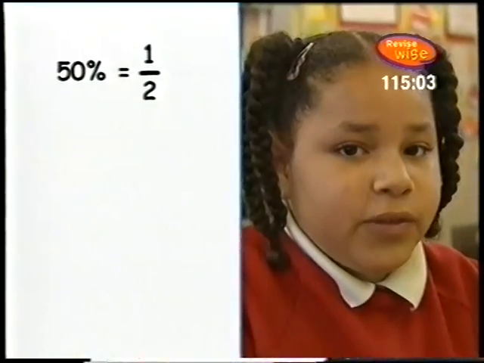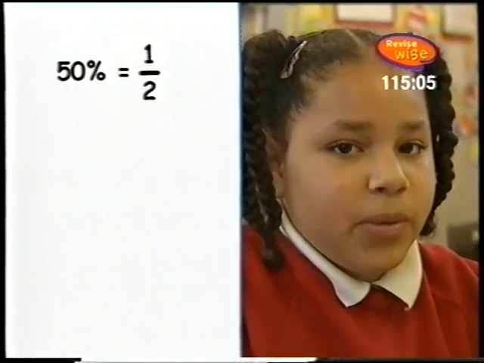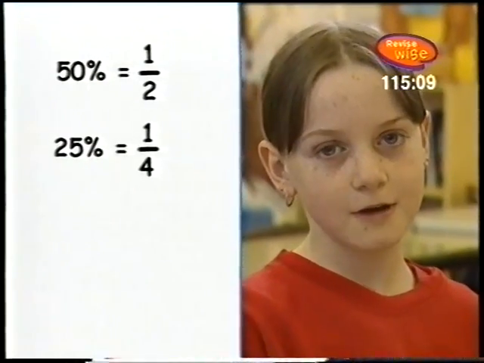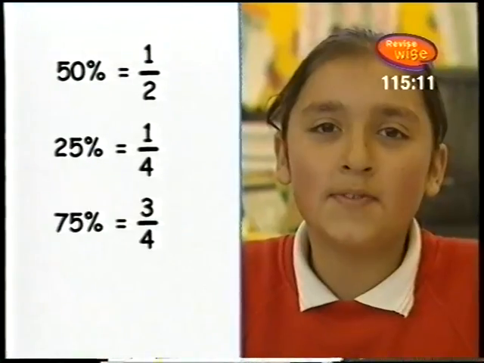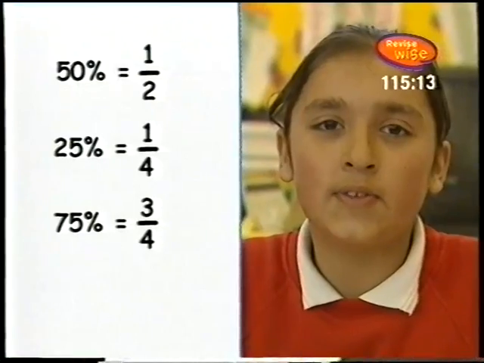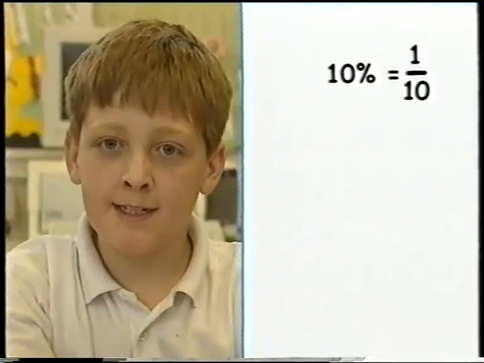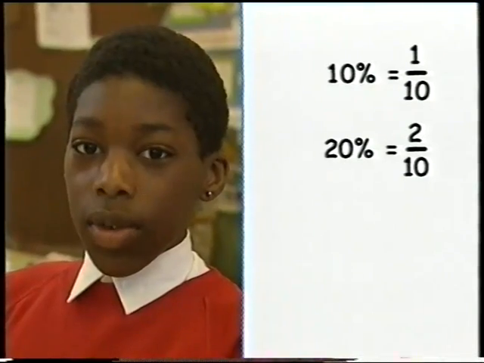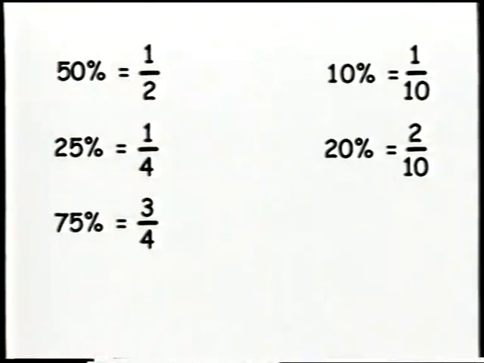Remember that percentages, fractions and decimals are all related. 50% is also equivalent to a half. 25% is equivalent to 1/4. 75% is equivalent to 3/4. 10% is equivalent to 1/10. 20% is equivalent to 2/10.